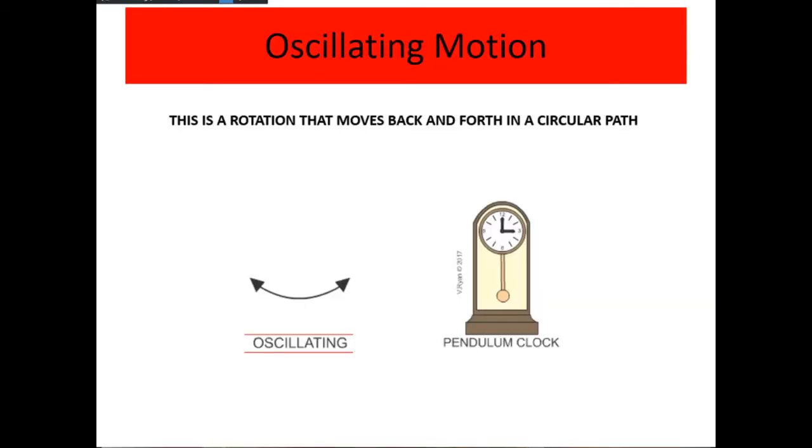Then the next one is oscillating, okay? Oscillating is going backwards and forwards as well, but rather than going in a straight line, it almost swings. It kind of follows the circular rotary motion of something, but it swings from side to side. So it might be a pendulum, for example, on a clock. If you've got a grandfather clock with a pendulum hanging down, that will swing from side to side to symbolise the seconds of the clock, okay?